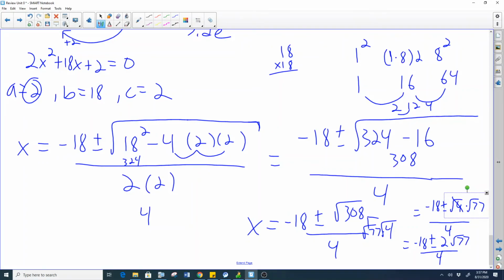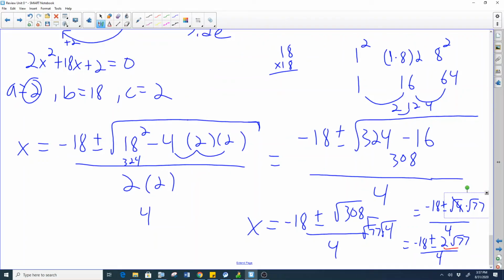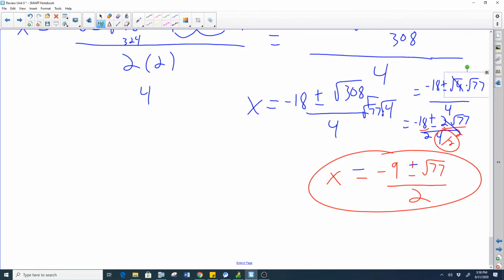Nice. And now, last but not least, we can go ahead and reduce that. So we're going to divide all three terms by 2. And so when we do that, we get our final answer here. Negative 18 divided by 2 is negative 9, plus or minus 2 divided by 2 is just 1, so just radical 77. 4 divided by 2 is 2. And there's our crazy quadratic answer.